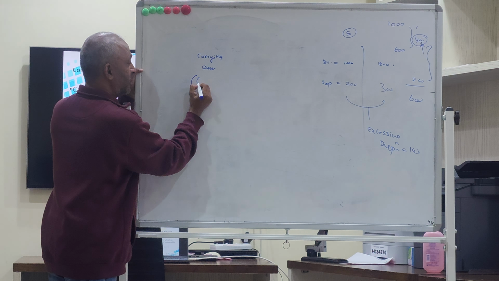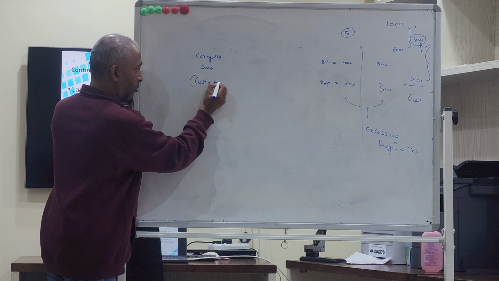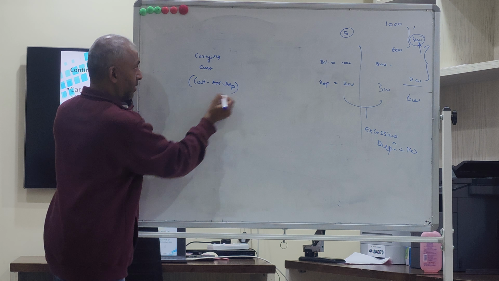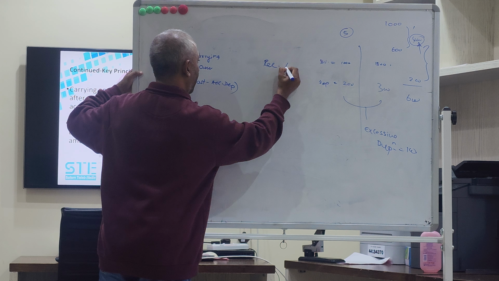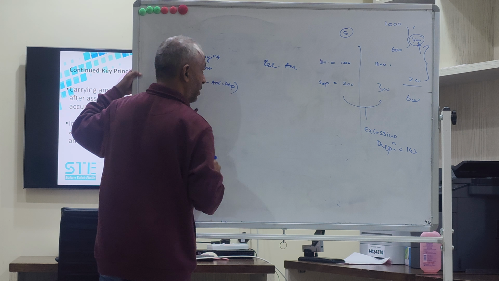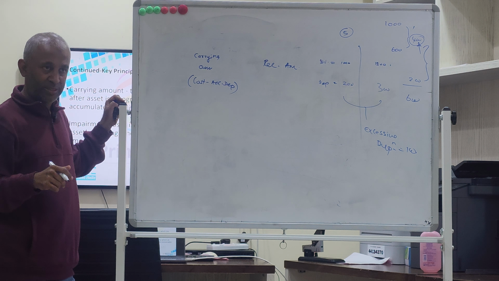The carrying amount, which is cost minus accumulated depreciation. And then we have something called recoverable amount. The recoverable amount is not a straightforward definition.